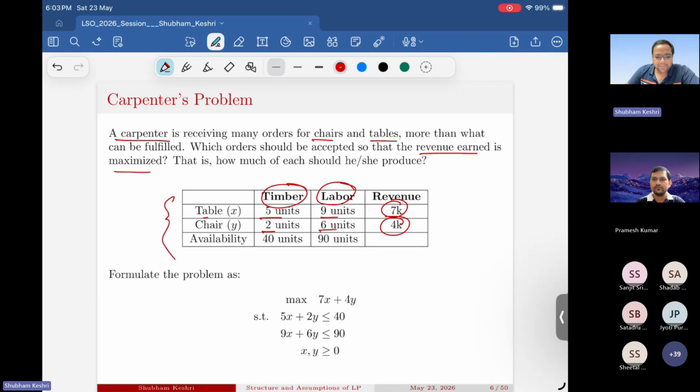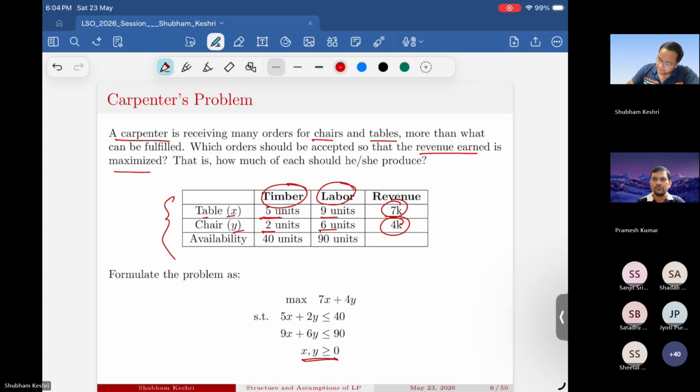We can model this very easily. Let X be the quantity of tables produced and Y be the quantity of chairs produced. When I say quantity, it should be an integer programming problem, but we are looking at it as a linear program right now. So X and Y are continuous variables. You may argue that they shouldn't be continuous, but for the time being we are considering them as continuous variables.